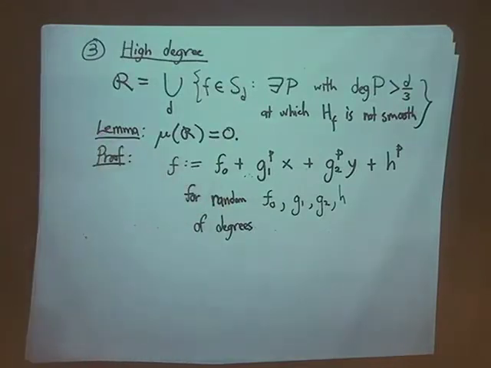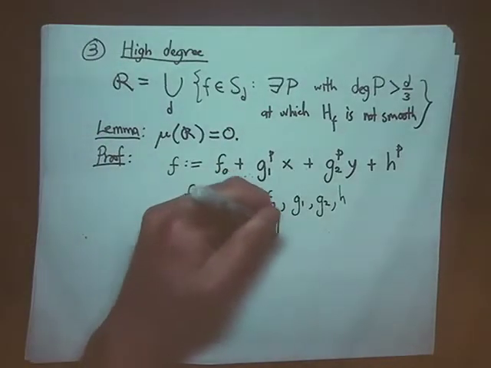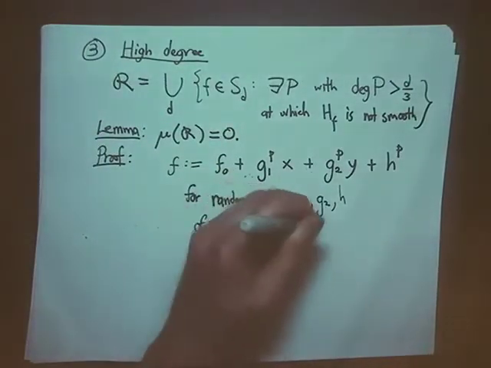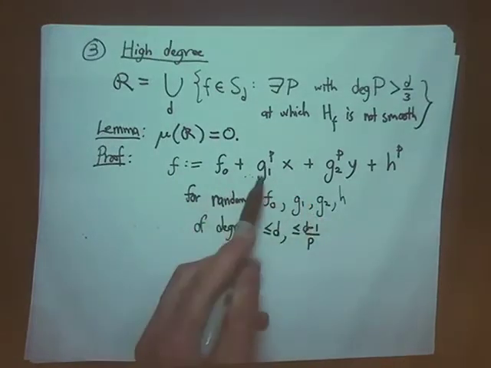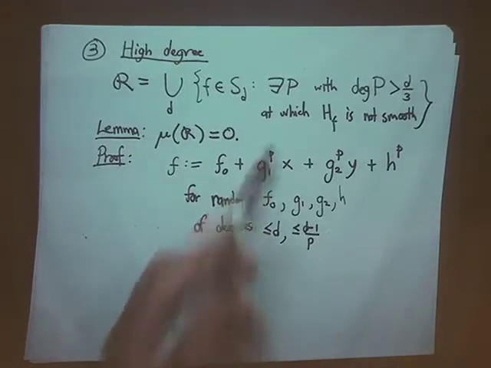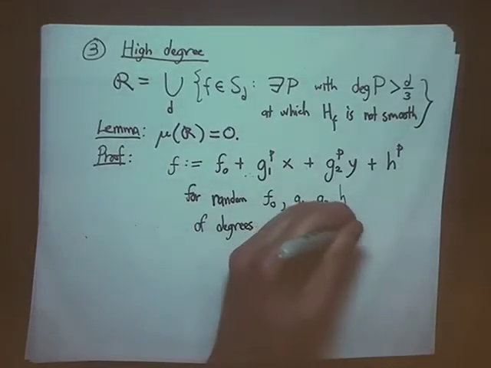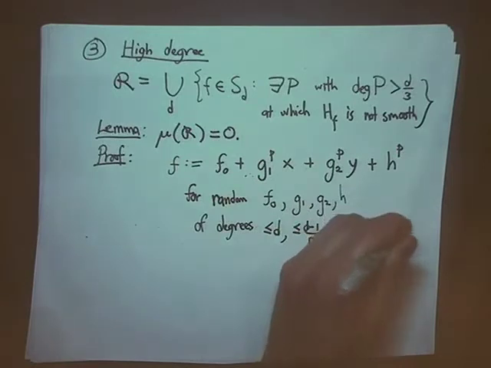Well, let's say f0 will be of degree up to d, and g1 will be up to degree (d minus 1) over p. That's just so that this thing ends up being of degree d. So I don't want g1 to be any bigger than that. And same for g2. And h can go up to d over p.